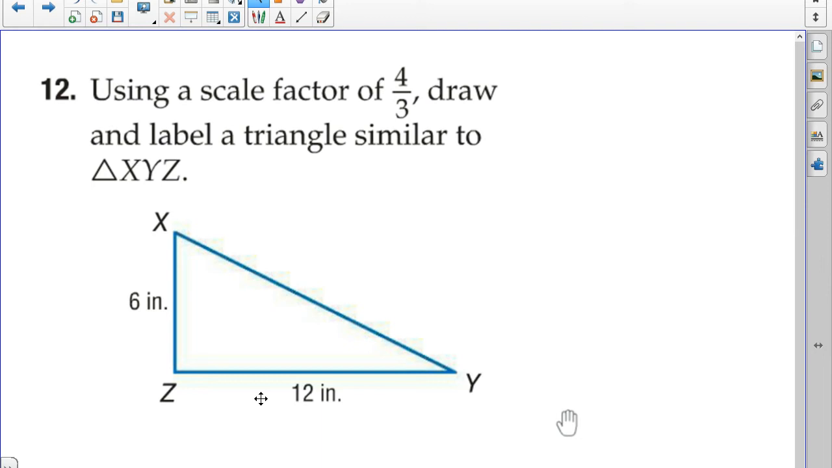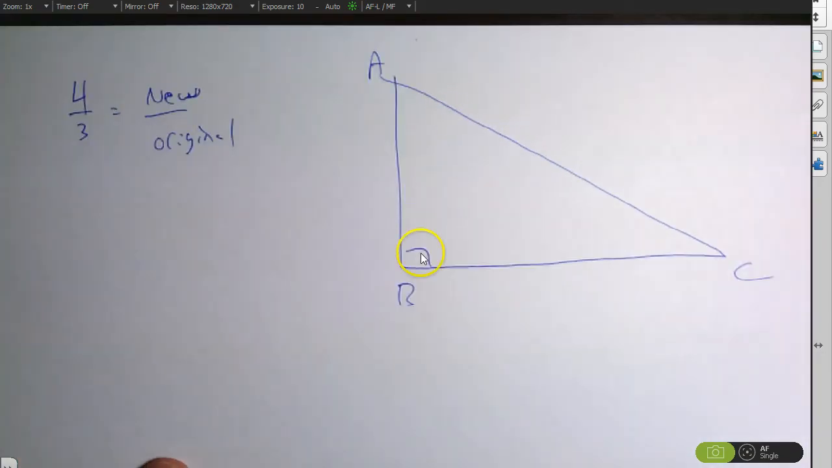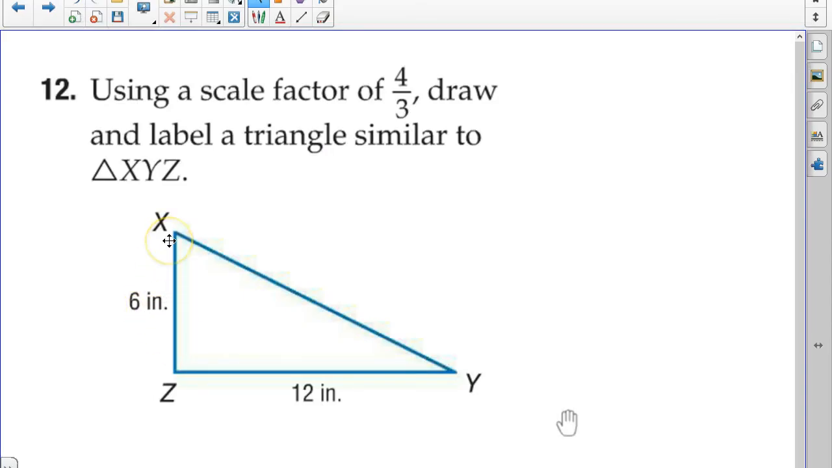So I have XZ, and I'll just call this A, B, C for myself for the drawing. So if I look back at this, here it is, A, B, C. X corresponds to my point A, Z corresponds to B, Y corresponds to C. So I'll just sketch that out real quick too. X, Y, Z. And again, there's a right angle there. This is 6 and this is 12. And our units are inches.